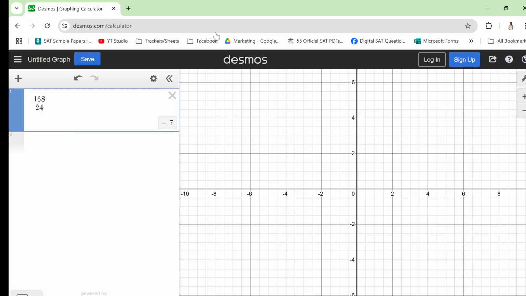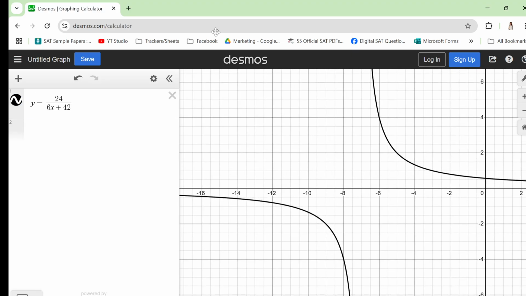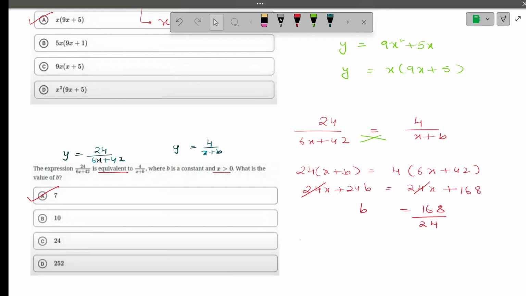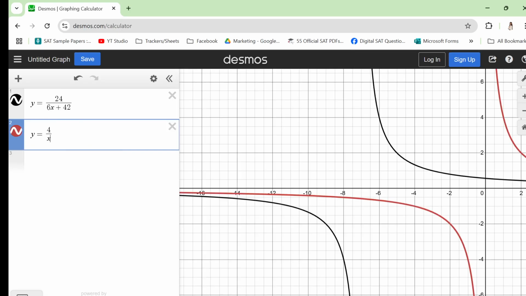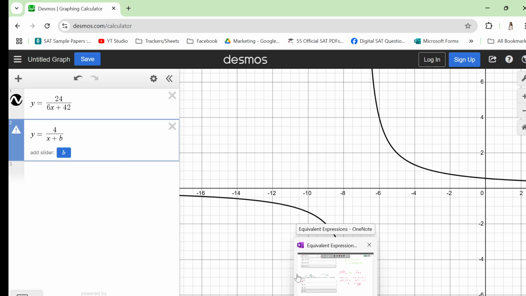y is equal to 24 over 6x plus 42. So this is the graph of the first expression. Now you plot the second expression, y is equal to 4 over x plus b. Right now it is not giving you any graph for the second expression because DESMOS does not know what the value of b is. So you need to give a slider.